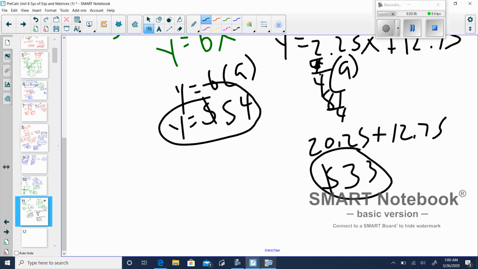And that brings us to number 4. What are the advantages and disadvantages to representing a function as an equation instead of a graph? I can't answer that for you guys. That's something you need to look at and reflect on and answer for yourself.